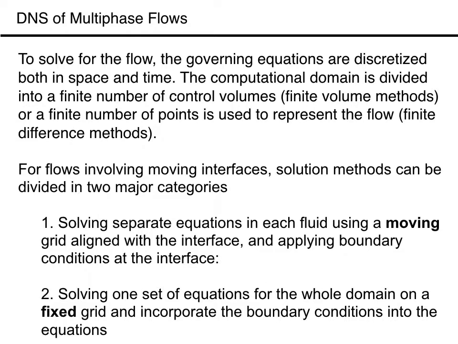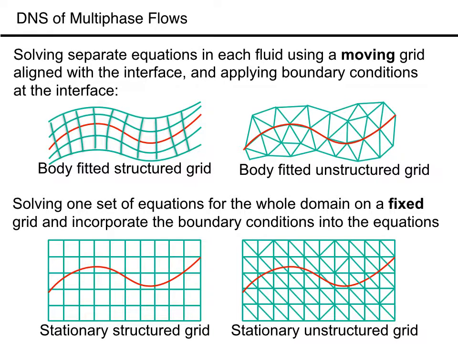For flows with moving interfaces, solution methods can be divided in two major categories. We can solve separate equations in each fluid using a moving grid aligned with the interface where we apply the appropriate boundary conditions. Or we can solve one set of equations for the whole domain on a fixed grid and incorporate the boundary conditions directly into the governing equations. These alternatives are shown schematically here.